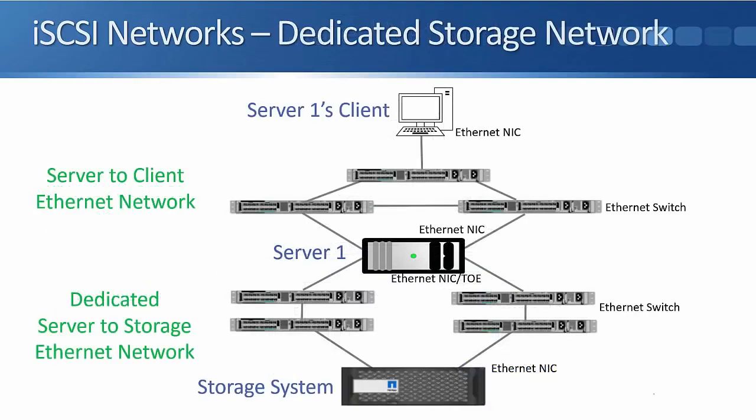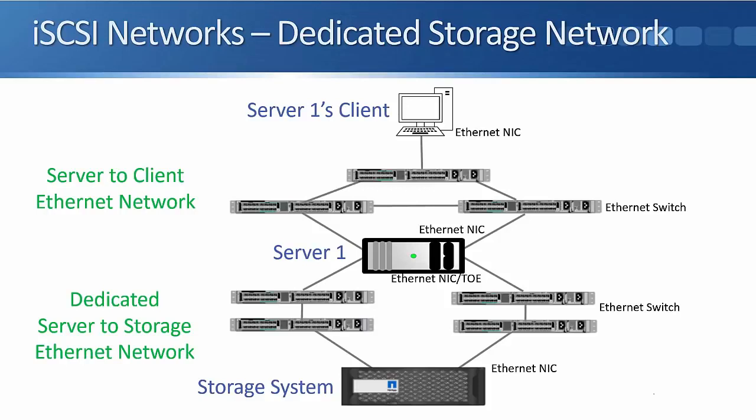Another way we can deploy our network is using a dedicated storage network. In the example here, we've got server 1 in the middle. Let's say that that's a web server, and we've got a client up at the top, which is opening up a web page that is hosted on server 1. The client at the top sends its traffic to server 1 over our standard LAN data network up at the top. The server reaches its storage down at the bottom using a separate dedicated Ethernet network that is just used for storage. And the server here has got redundant network cards.